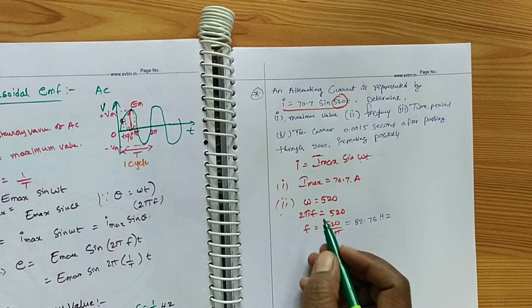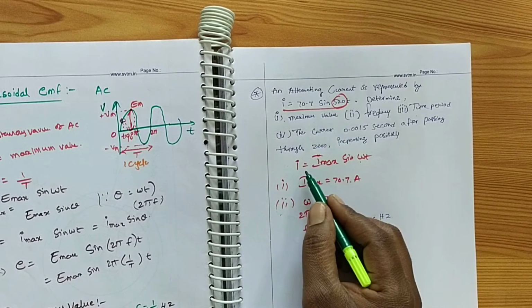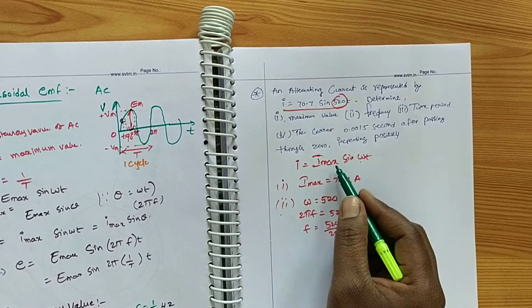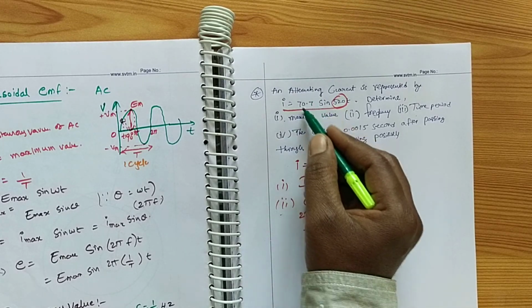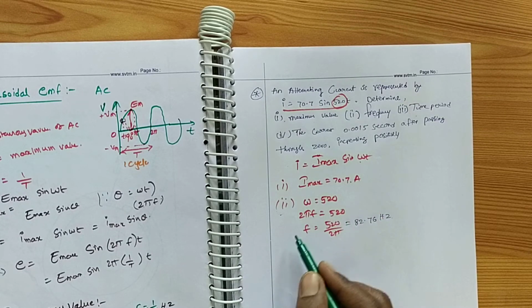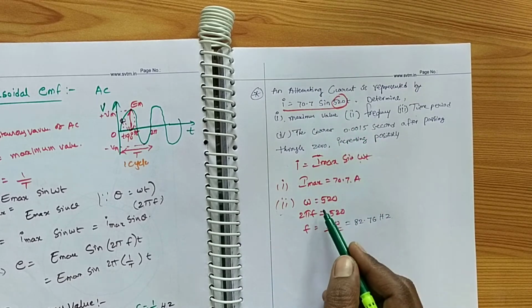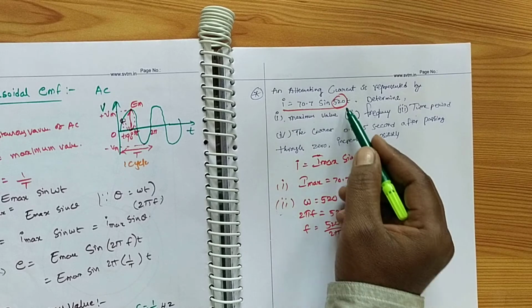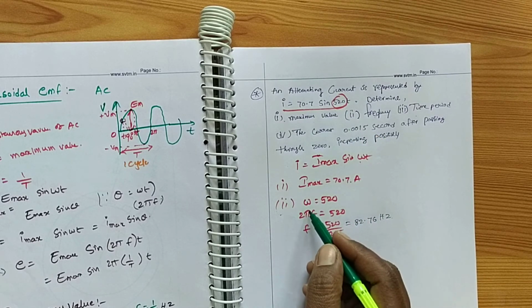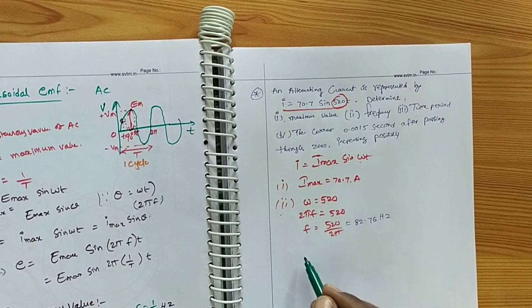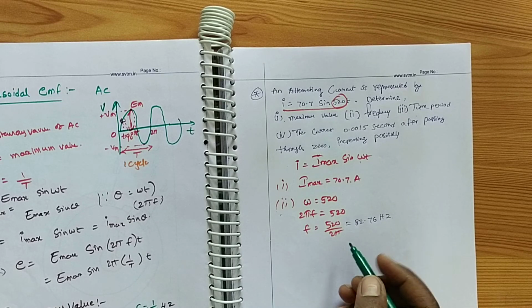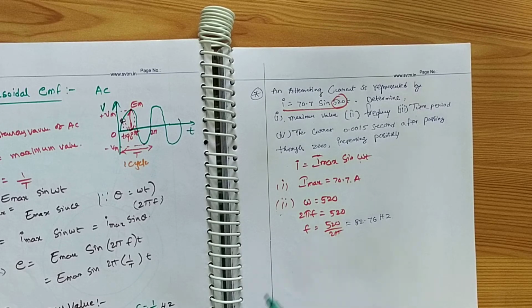Compare this equation with our standard equation, I equal to I max sin omega t. From this we can write I max. Omega equal to 2 pi f, that is 2 into pi into frequency. So f equal to 520 by 2 pi. Here we have to substitute the pi value.